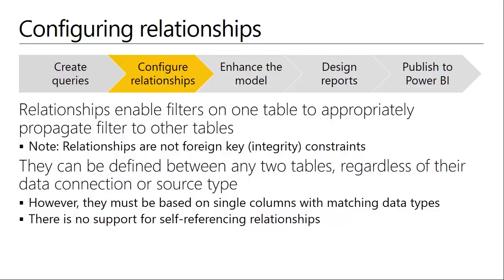For example, filtering on calendar year 2016 in a date table will pass that context through the relationship to ensure that only the rows for sales that have taken place in that calendar year would be aggregated. Relationships can be defined between any two tables regardless of the data connection or source type. However, they must be single column relationships with matching data types, and there's no support for self-referencing relationships to generate parent-child hierarchies.